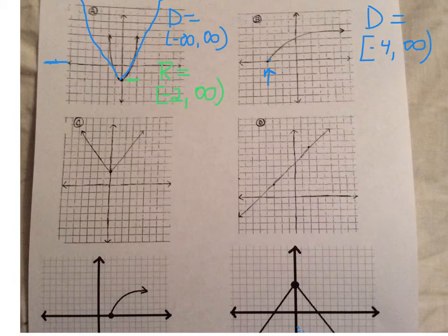So the domain in this case is going to start at negative 4 and then go on to infinity. Where do I start getting range? The range only starts here at 0, right? So I start at 0, but then I continue because this arrow means I'm going to go up and up and up. So I will get range from then on. So the range in this case starts at 0 and goes on to positive infinity.